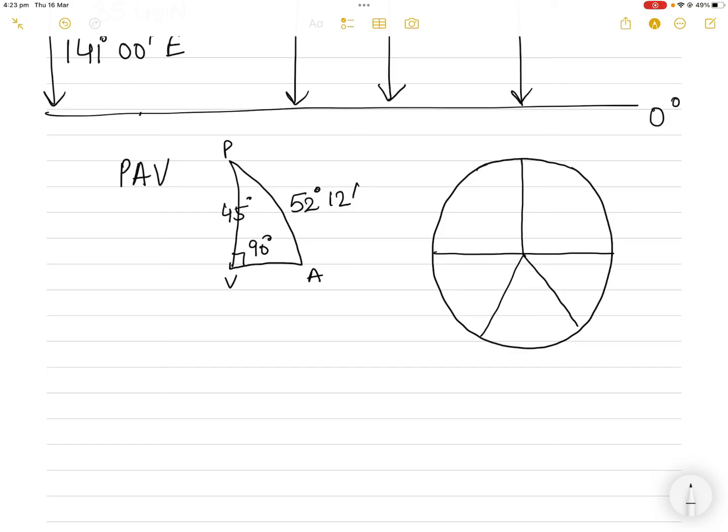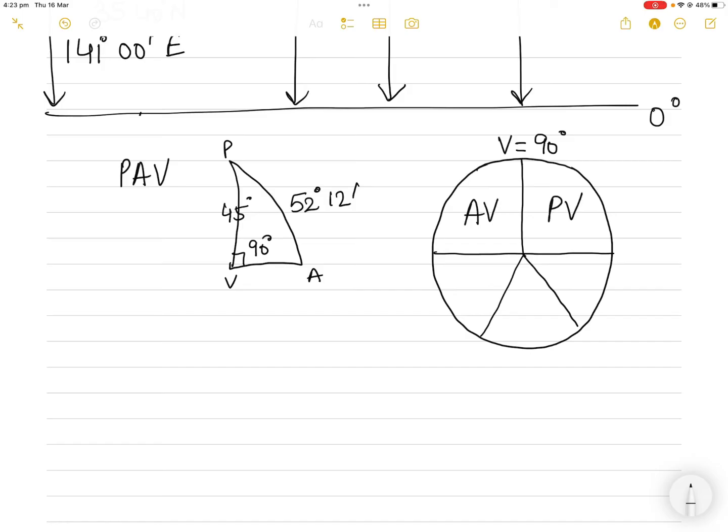Alright, write the 90-degree angle outside the triangle, or rather outside the diagram. V equals 90 degrees. Now what are the sides next to the angle V? We have AV and we have PV.